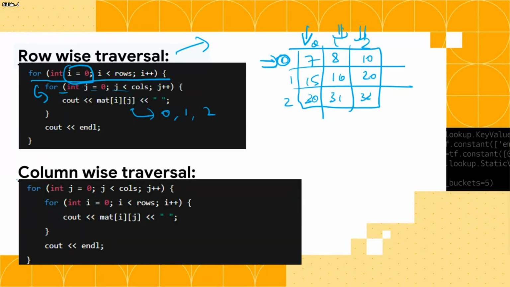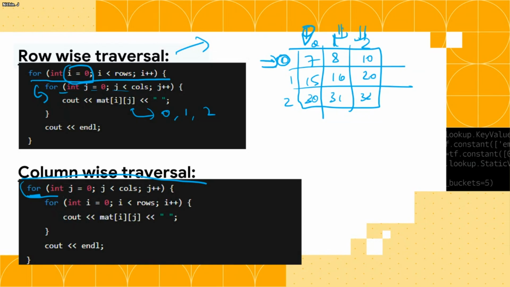And coming to the column-wise traversal, so I have a for loop where this for loop is basically the columns that we are traversing. So it represents the column. So basically, I'll be at the zeroth column.